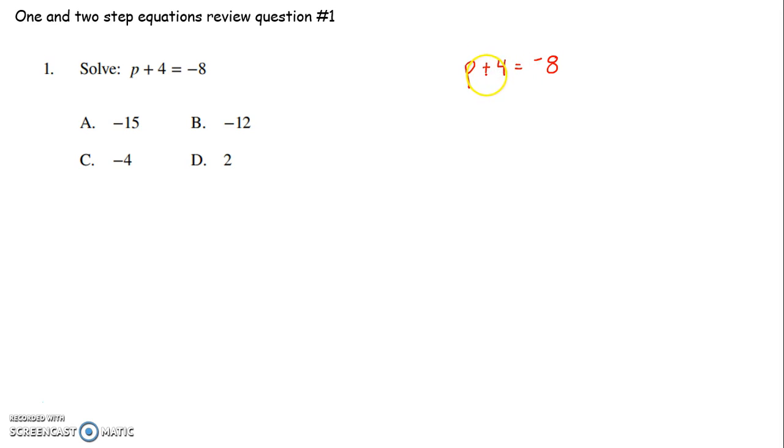What's the opposite of addition? The opposite of addition is subtraction. That means we'll subtract 4 from the left side of this equal sign. That'll allow those constants to zero out. On the left-hand side, you'll be left with p all by itself.